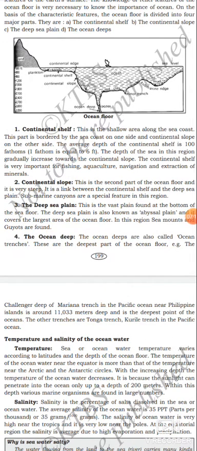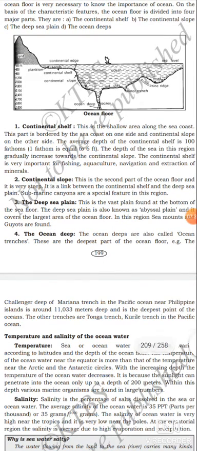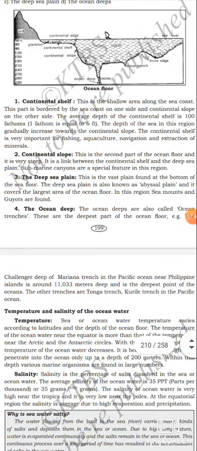While you're reading, listening to this lesson, observe the picture on page number 199. Observe carefully, you will get an idea. Okay, dear students. Let us see now. First one, continental shelf. This is the shallow area along the sea coast. The continental shelf is a shallow area along the sea coast. Shallow means small. Okay, beach.